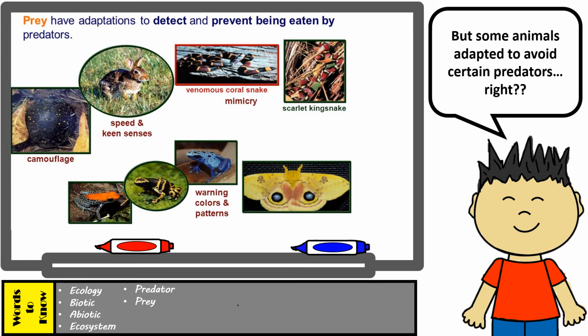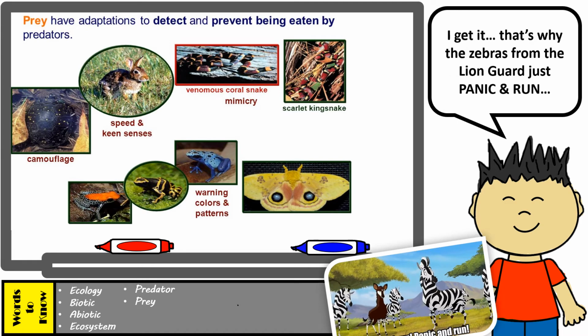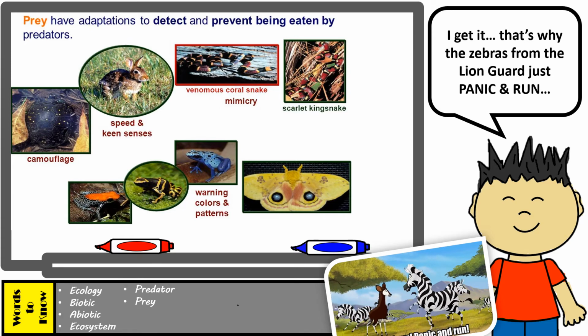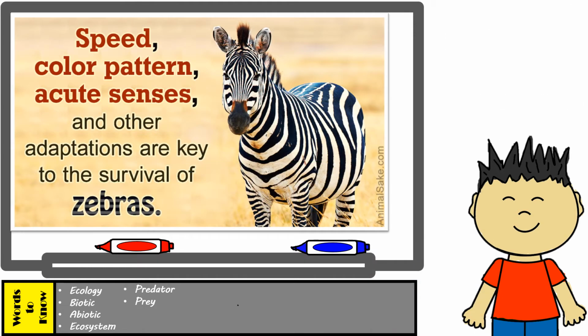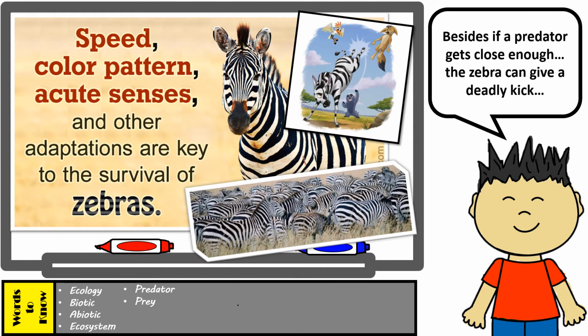Yes, Alex, good point. Some prey have developed certain adaptations which help them be better equipped to avoid these predators. Yeah, I guess the zebras managing to avoid the annoying hyenas from the lion guard with their panic and run attitude does help. But in nature, zebras, as so many other prey, have developed many beneficial adaptations, such as long, strong legs, which allow them to outrun many of their predators. Or, take the zebras for instance. Their stripes help them get lost in the herd, making it more difficult for predators to target one individual.